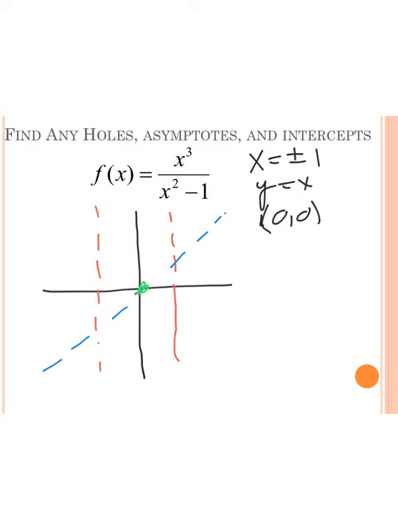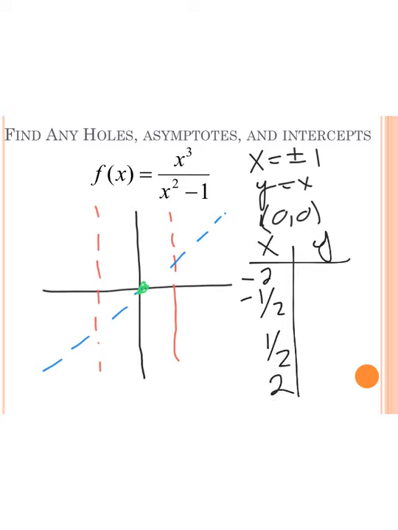Okay, we have a lot of information that we need to find. We need to figure out what's happening on both sides of our vertical asymptotes. So I need to figure out on the left of negative 1, on the right of negative 1, on the left of positive 1, and on the right of positive 1. So I'm going to go ahead and set up a t-table real quick. And I'm going to go ahead and do -2, -1/2. That'll take care of my left vertical asymptote. And then +1/2 and +2, and that's going to take care of my right vertical asymptote.